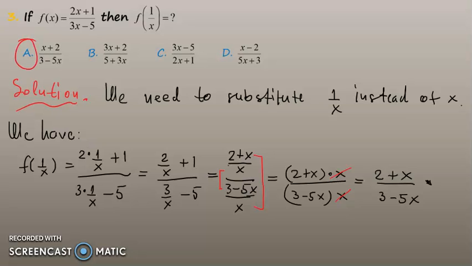And we are done. What is the conclusion in this class for evaluating function? Just follow the definition, which is just substitute the given discrete value or the given new variable instead of x.